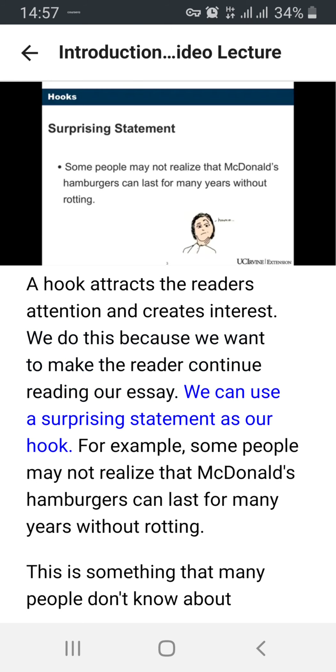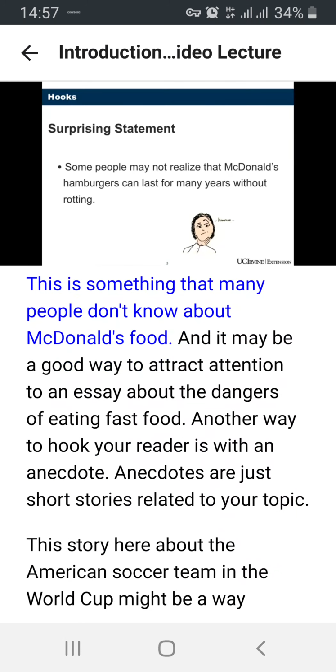We can use a surprising statement as our hook. For example, some people may not realize that McDonald's hamburgers can last for many years without rotting. This is something that many people don't know about McDonald's food, and it may be a good way to attract attention to an essay about the dangers of eating fast food.